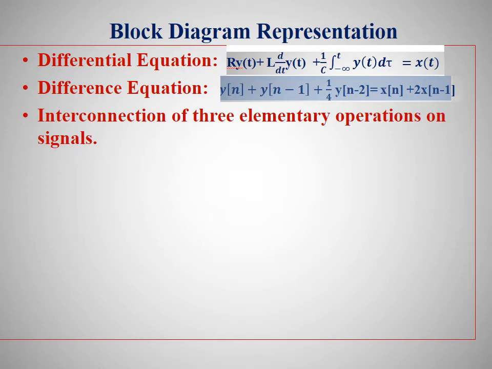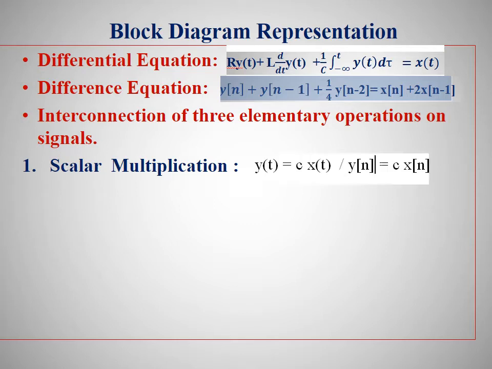Now, let us go on to see what are the three elementary operations which are there in the interconnection of signals. The first one is the scalar multiplication. It is given by y of t is equal to c into x of t, or y of n is equal to c into x of n, as can be considered in this particular case, where c could be 1 by 4, or here we could see c is going to be R.